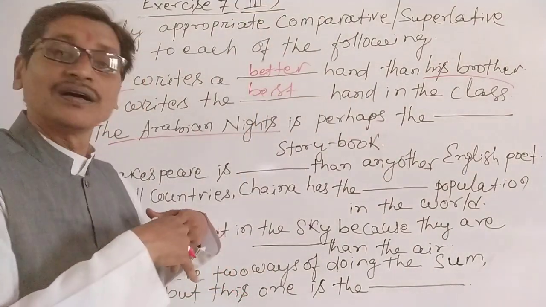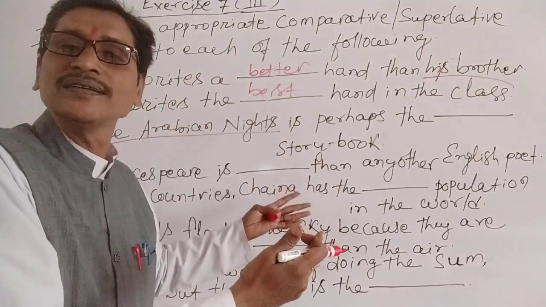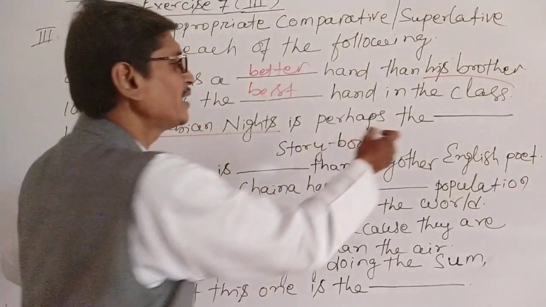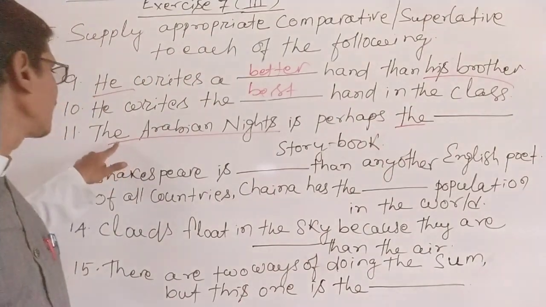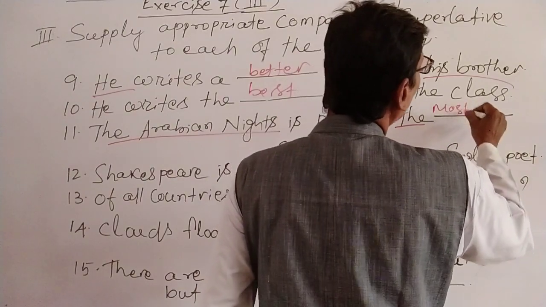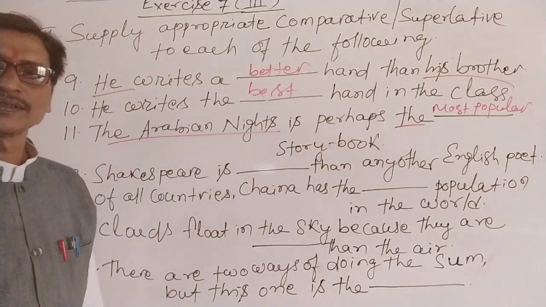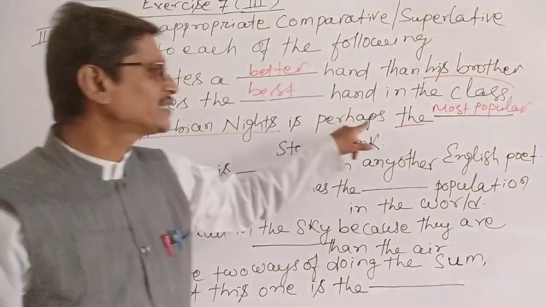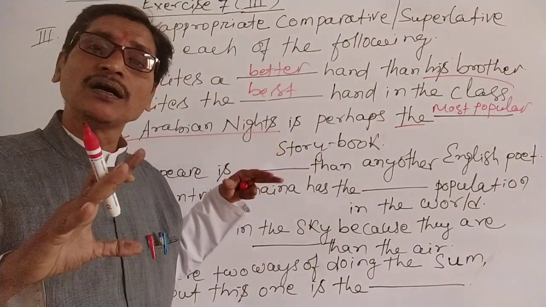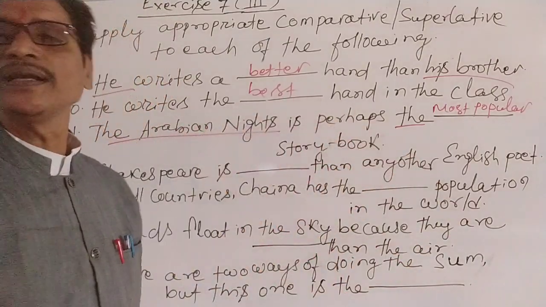Most, what you can say, most sold. Understand? So here we can use any such adjective, but the superlative degree. The Arabian Nights is perhaps the most popular storybook. Okay, the Arabian Nights is the most popular storybook, most well known, the highest selling storybook.